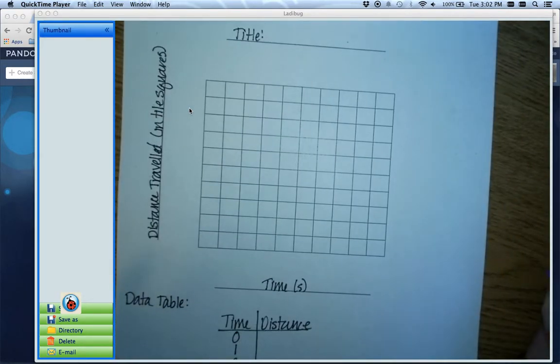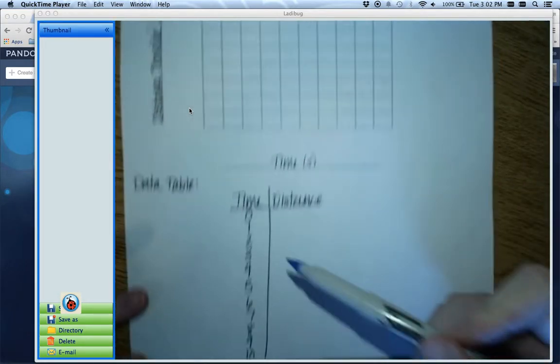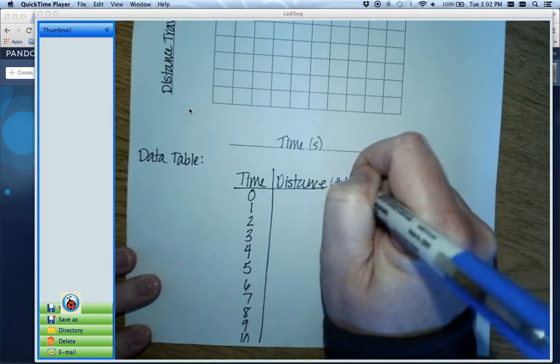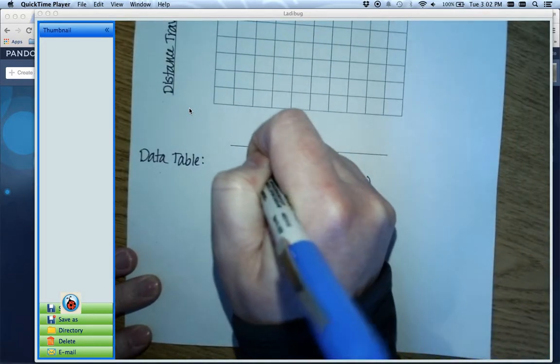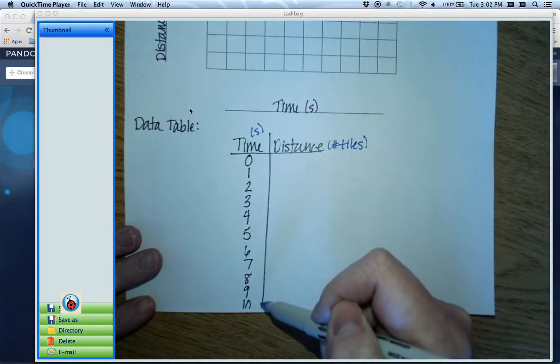You need to do some sort of motion, whether it be forwards, backwards, stopped, running, crawling, preferably not crawling. By crawling, I mean like walking really, really slow. I do need you to keep your motion in a straight line because we have not talked about curves yet. For distance, it's still the number of tiles. Time, we're still working in seconds, and you're still going to go for 10 seconds.